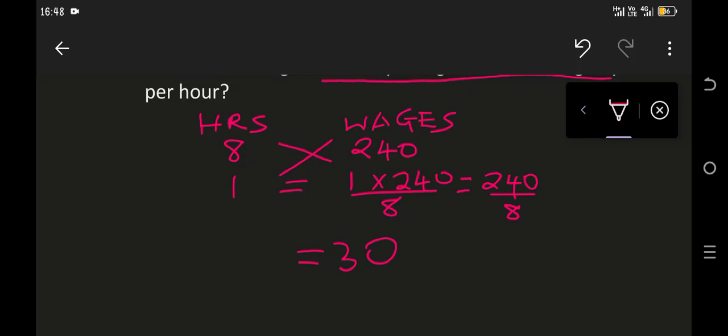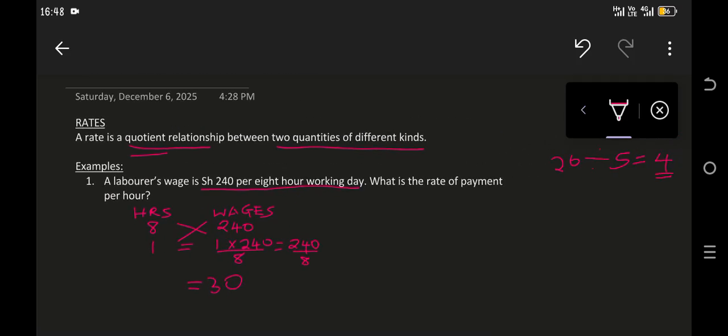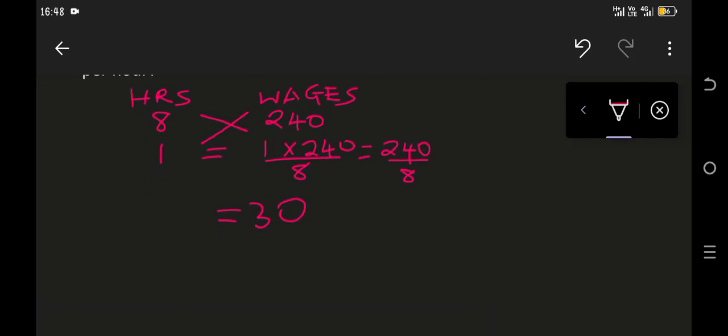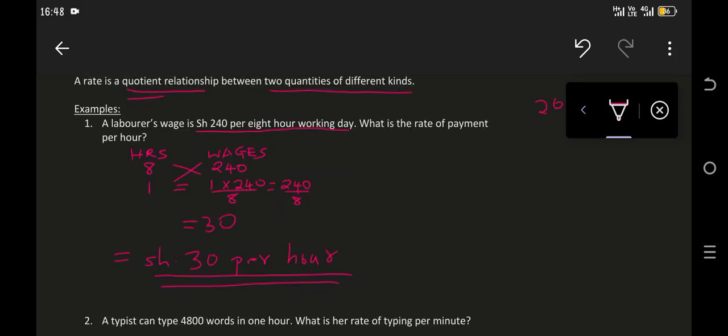So what is the answer for the question? Remember, the question is asking, what is the rate of payment per hour? Therefore, the answer will be, the laborer is paid 30 shillings per hour. And this is the rate that the question wants. Pause and look at the question and the solution so that you can understand it better before we go to the next example. Okay, question number 2.